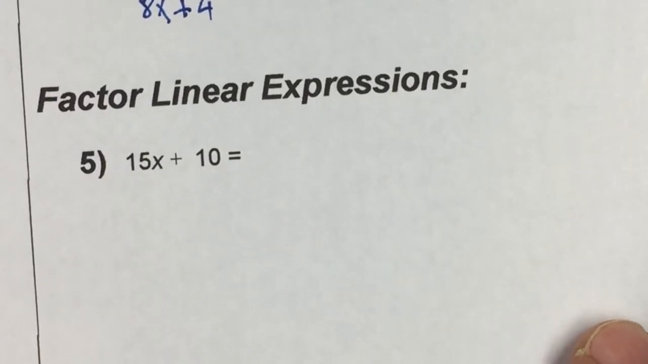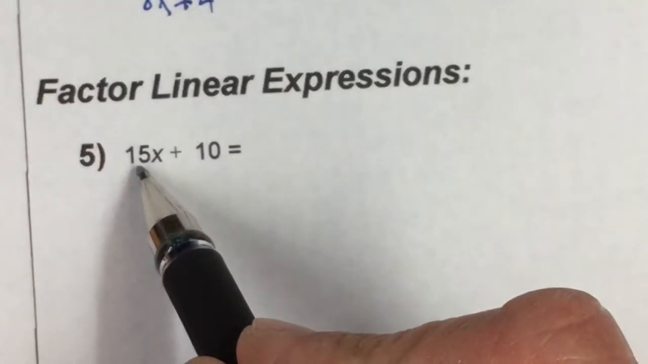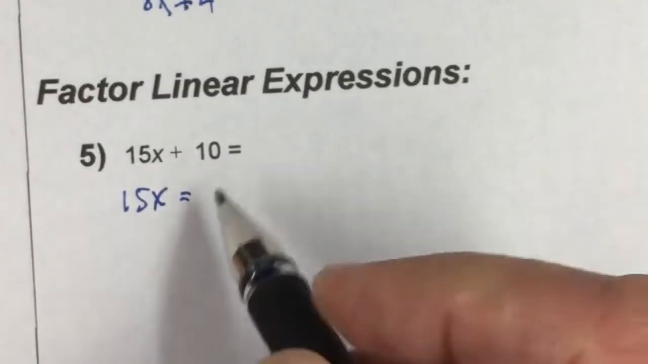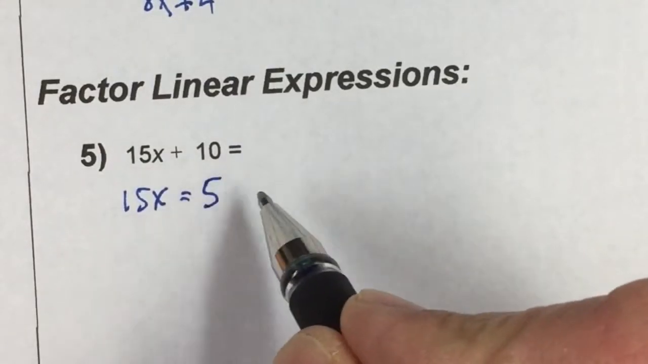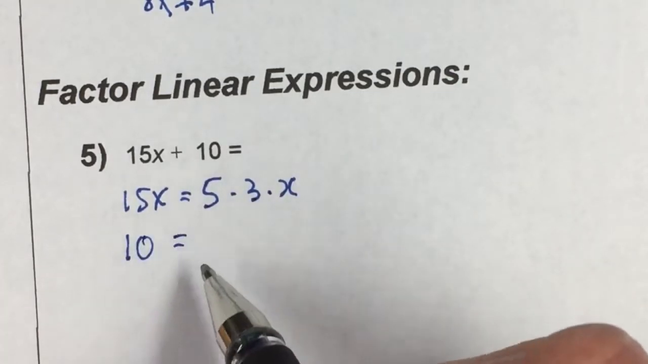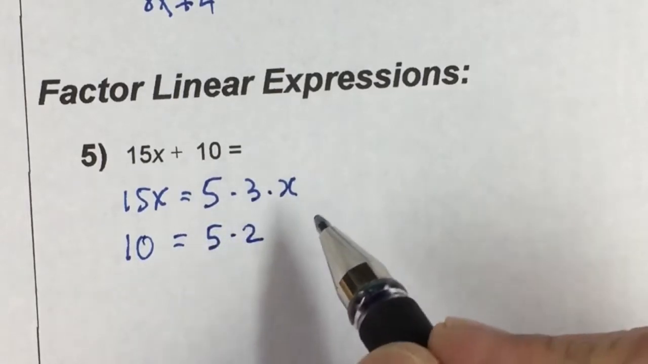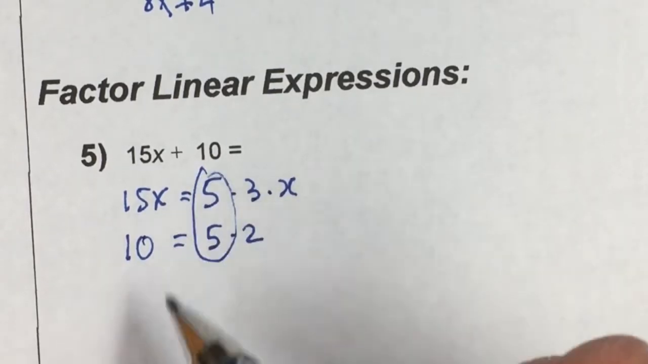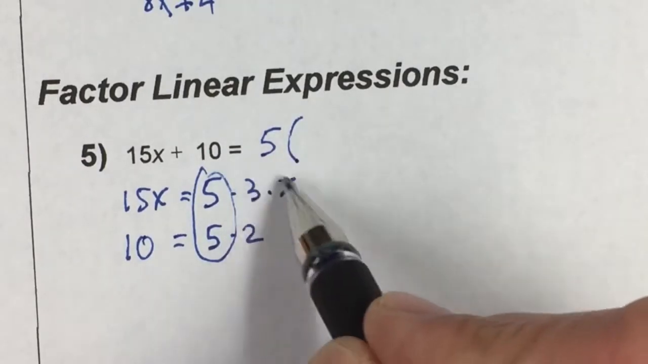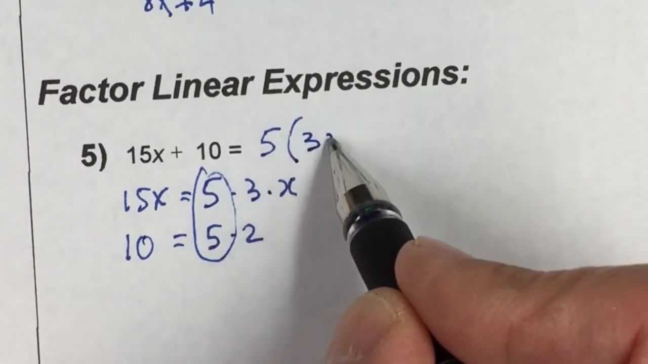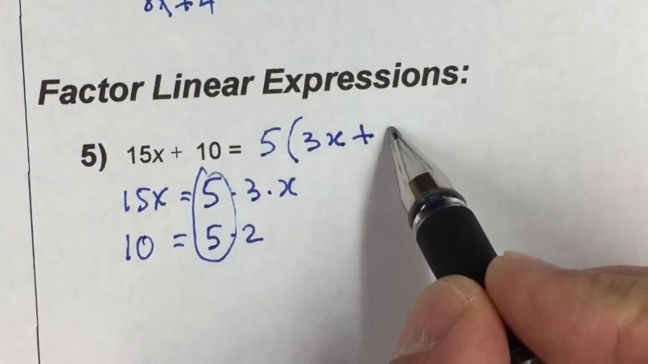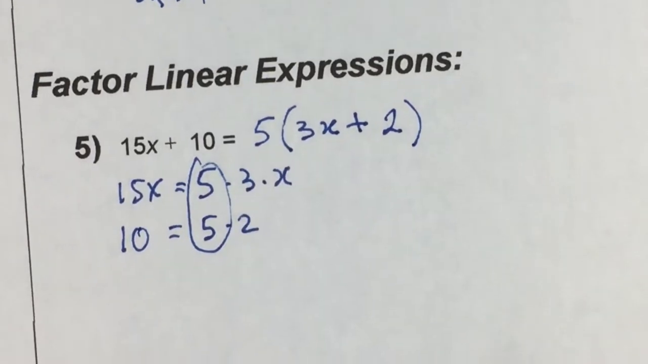Factor linear expressions. Okay, remember to factor, we need to take this term 15x and rewrite it as, for example, 5 times 3 times x, and take the other one, 10, and factor as 5 times 2. Then this is going to be the common factor. We're going to write it here, open a parenthesis, and put here the leftovers. The first leftover is 3x. We put this sign plus, and the second leftover is 2. And this is my expression factored.